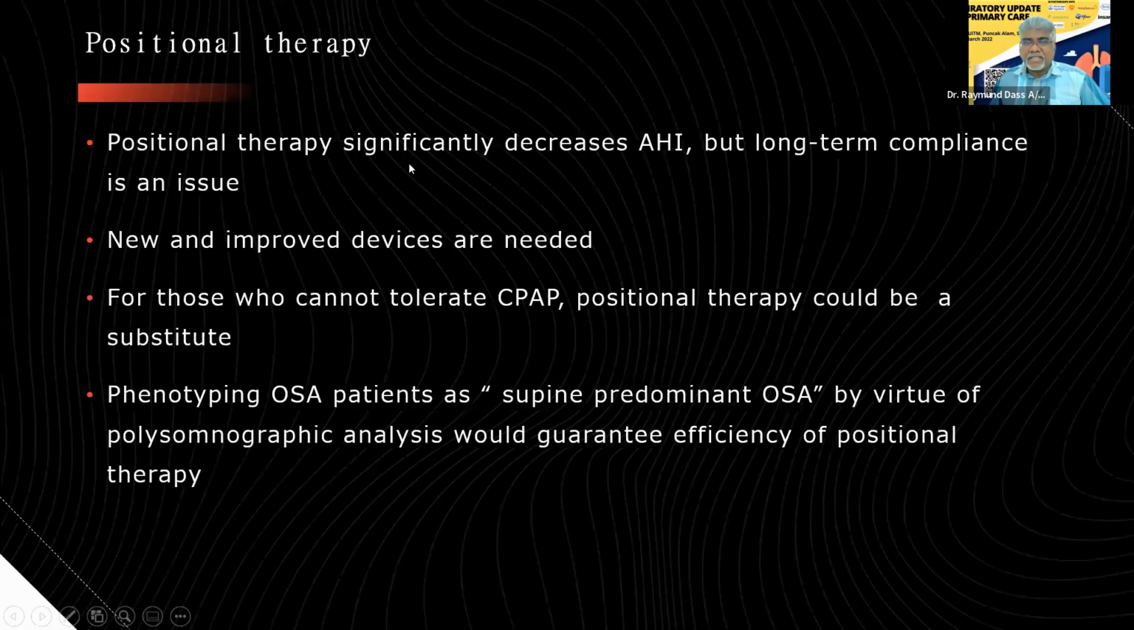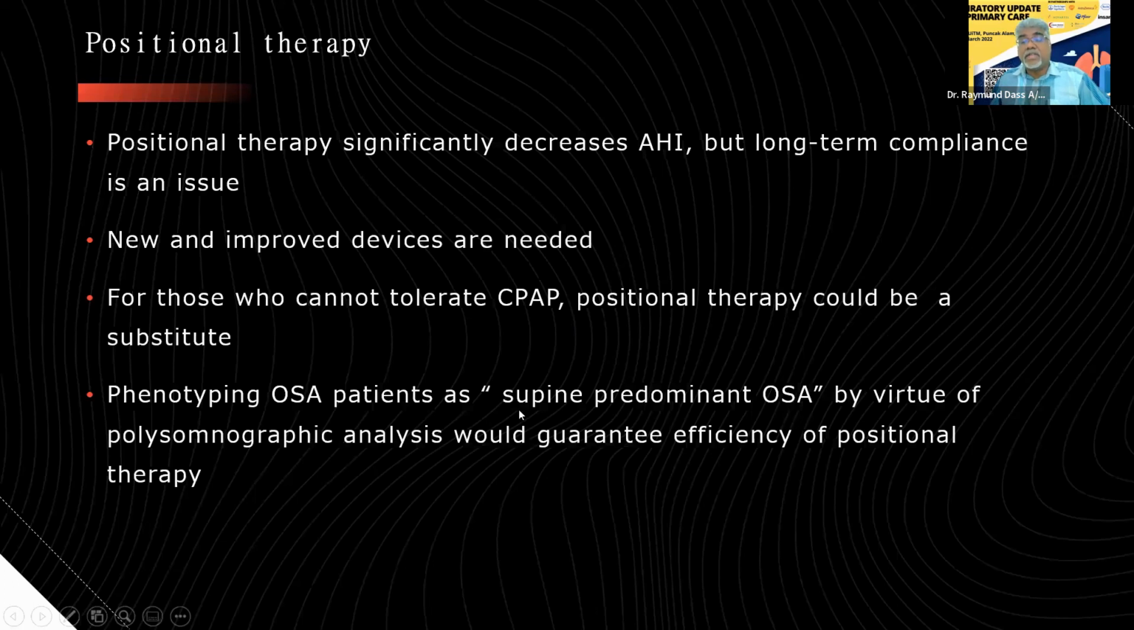Now, positional therapy significantly decreases the AHI, but long-term compliance is another issue. Newer improved devices are needed for those who can tolerate CPAP but cannot tolerate the side effects. So positional therapy could be an option. Which kind of patient do you want to give positional therapy? Those are the patients with supine predominant OSA.